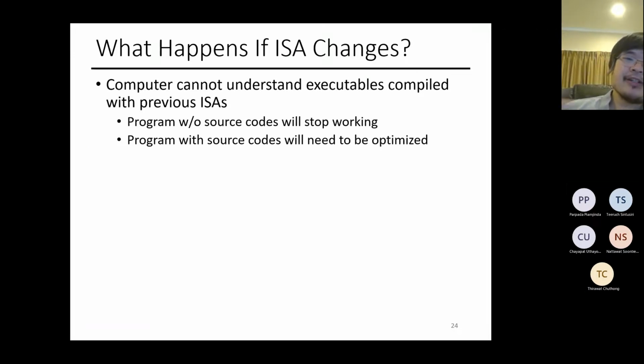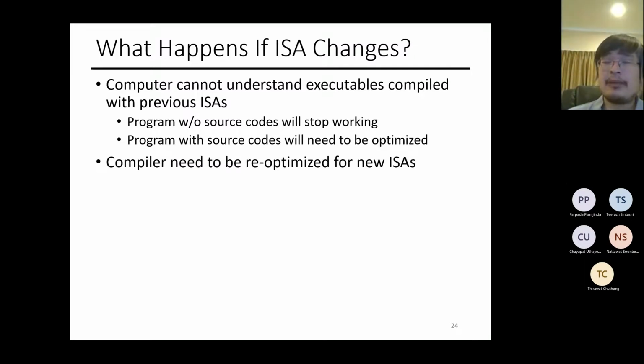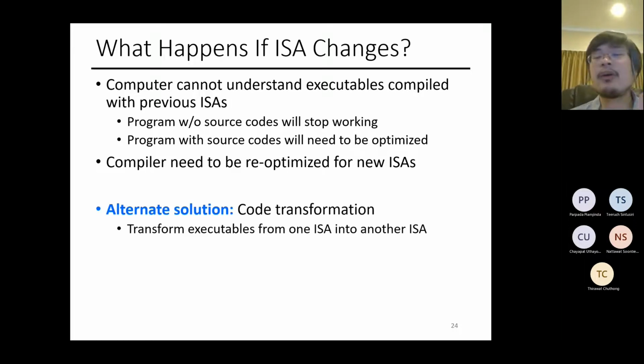And what happens when I change the ISA? Basically, the computer cannot understand the other ISA. Any executable, any binary compiled for any other ISA would not work. The program without source code will stop working unless you have a way to translate one ISA to another, right? And even with source code, the program would have to be re-optimized for a new ISA. The compiler also has to be re-optimized for the new ISA. You can also do code transformation, like Rosetta on the Apple M1 and M2 chips. It transforms an executable from one ISA into another ISA.